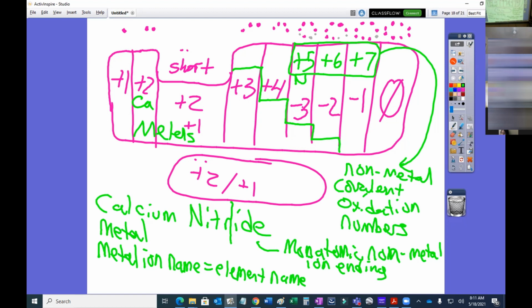Now, how do we convert a name like this into a formula? First of all, you write the symbol, calcium. Second, the next symbol is nitrogen. You write them next to each other. Then you look at the periodic table for the likely charges. Calcium is +2, nitrogen is -3.